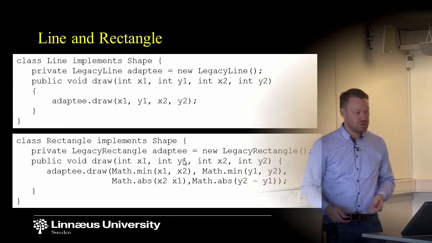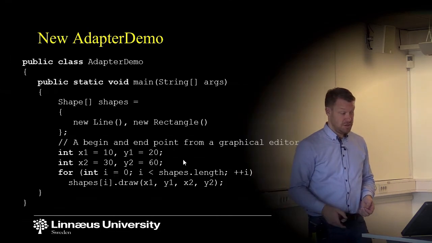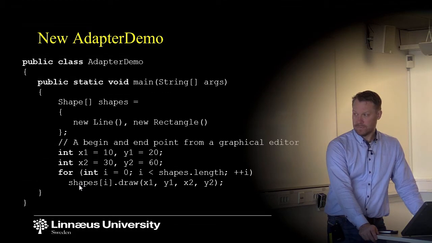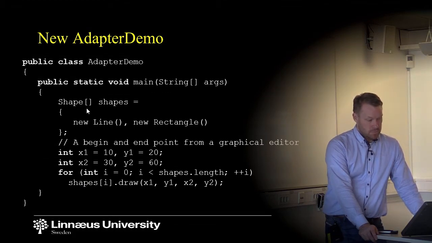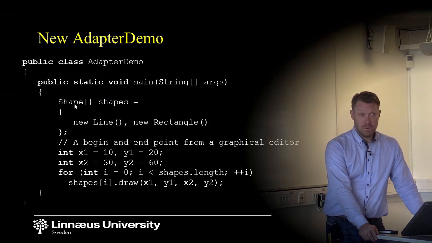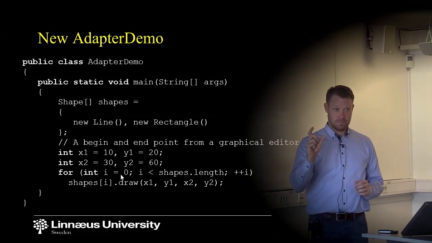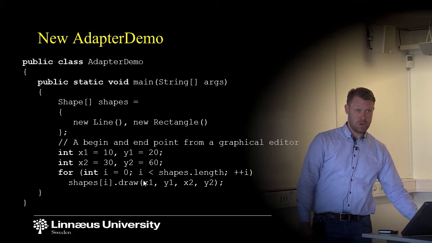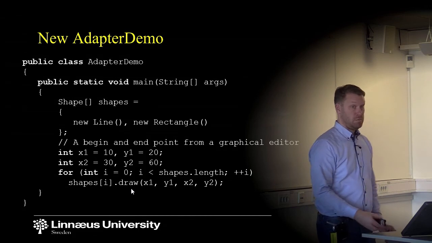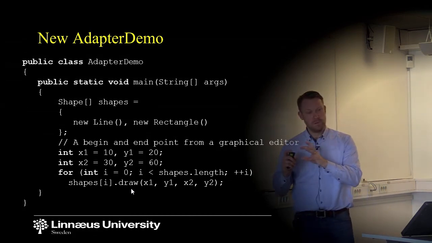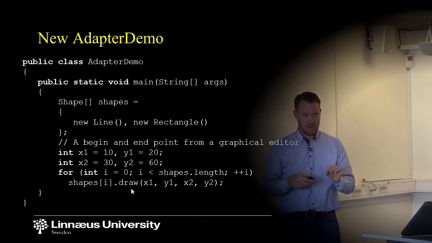So now we can change the redraw everything implementation into something like this. We now have an array of shape references to objects that implement the shape interface. We traverse that array, and for each object, we send the draw message. And now we don't have to care because we have the adapters. We have one draw adapter for the line, and we have one draw adapter for the rectangle. Problem solved. Okay? Common problem, one solution, which is known to be a good one, a design pattern.